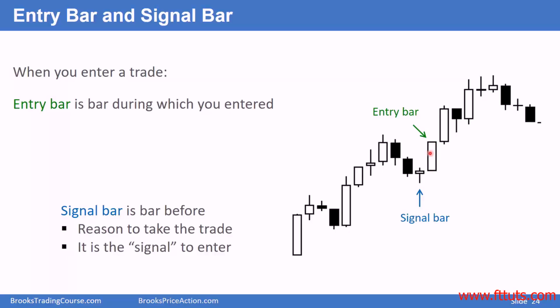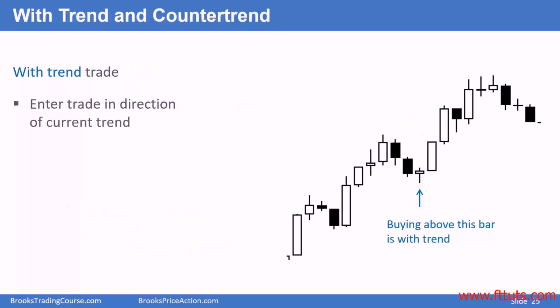This is the bar when they enter their trade, so it's the entry bar. And this is the bar that signaled the entry. When they saw this bar, they thought, if it goes above the high of this bar, I want to get long. This is the signal bar, and traders get in on the entry bar. The signal bar is the reason to take the trade. It's the signal to look to enter. So here's the signal bar. We're with the trend. We're trading in the direction of the trend. Buying above this bar is buying with trend.